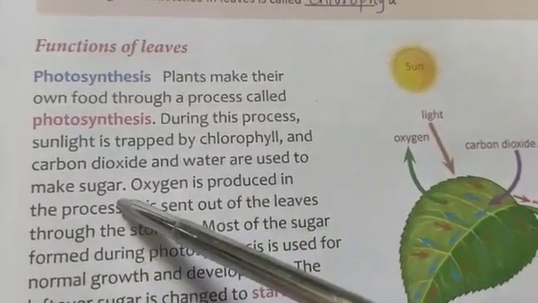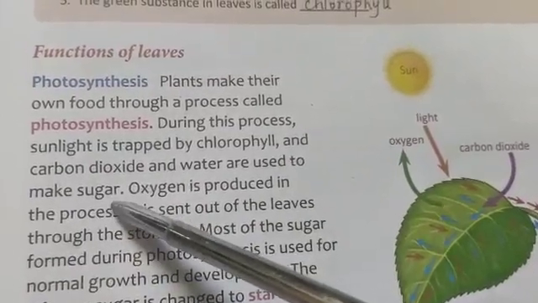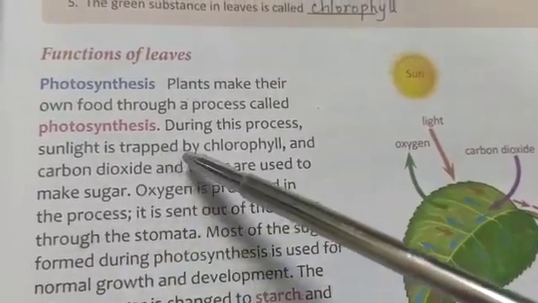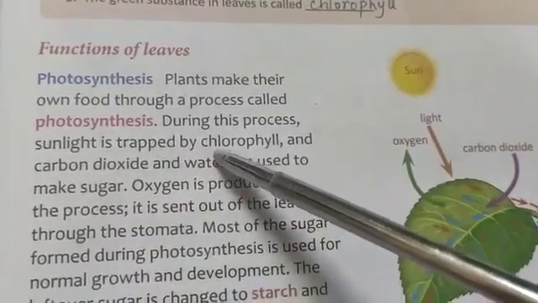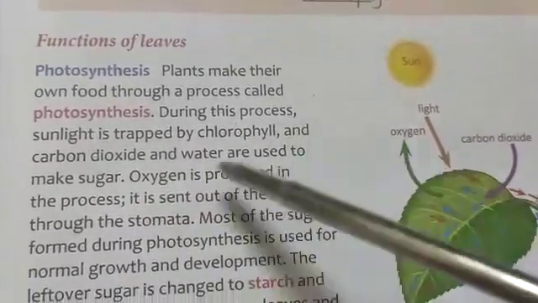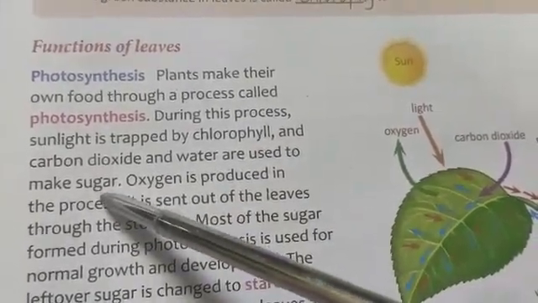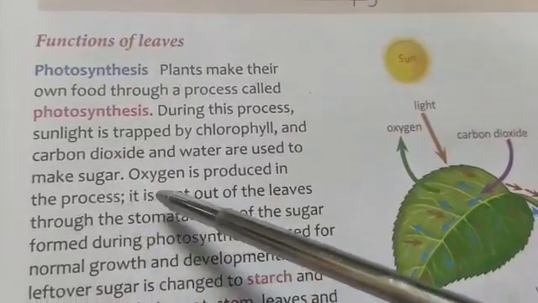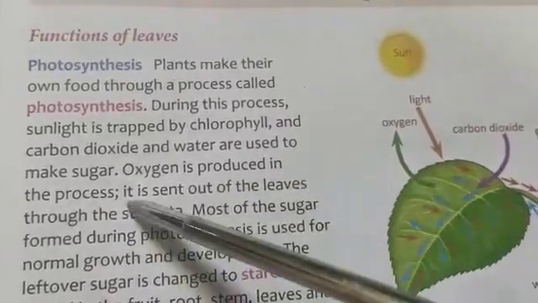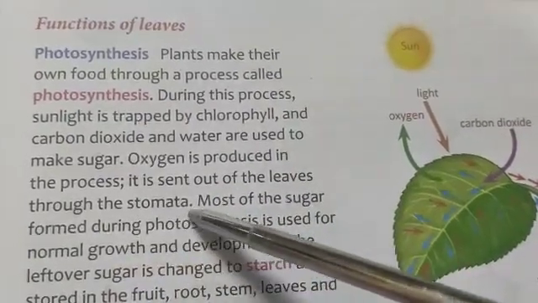So what is photosynthesis? It is a process of making food by the plant, by the leaf. The chlorophyll, the green pigment in the plant, traps the sunlight, and the plant also uses carbon dioxide and water for making the food, which is called sugar. Along with sugar, oxygen is produced in this process. It is sent out of the leaves through the stomata.